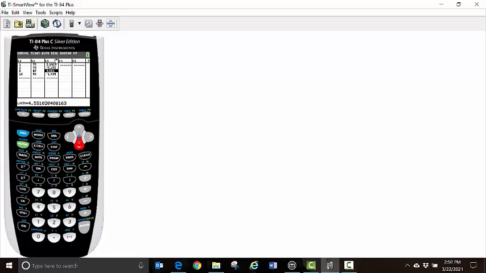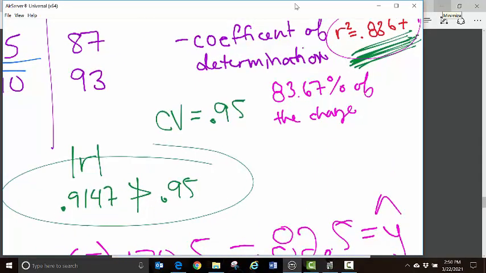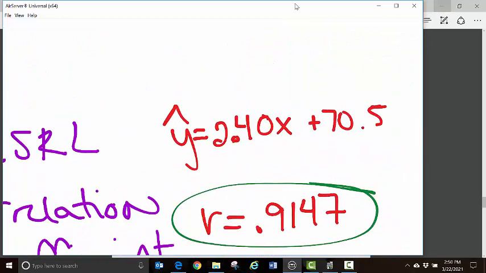How would you interpret the slope of this equation? What is this? How would you interpret the slope? Guys, let me just tell you. For every 1x, so for every extra hour studying, your grade on the test will go up by 2.4%. That's what it's saying. For every 1x, this is what happens to your y.